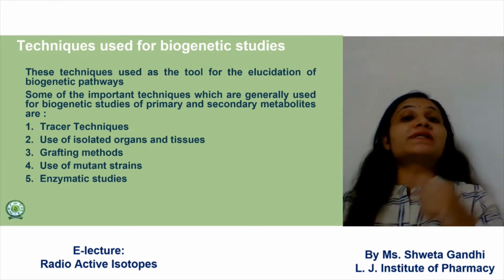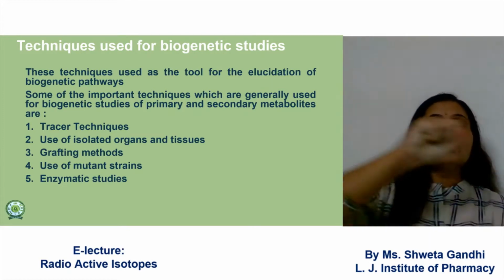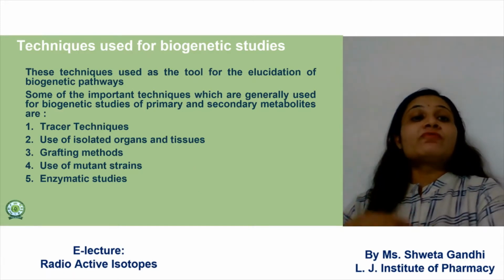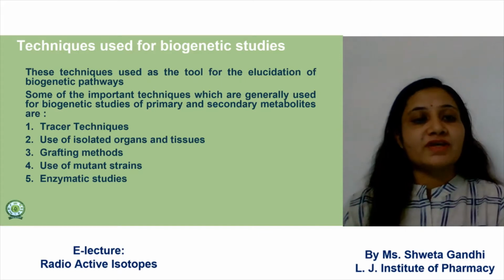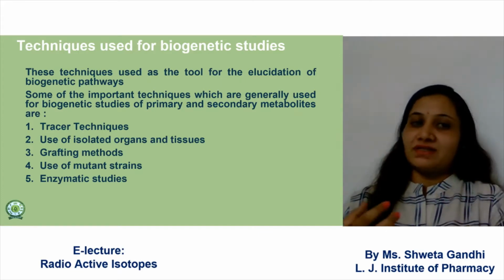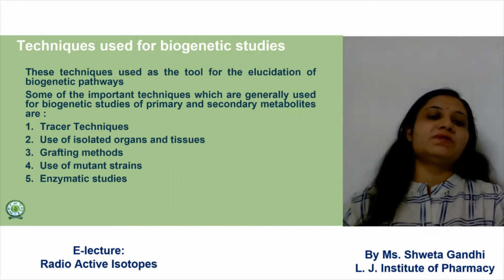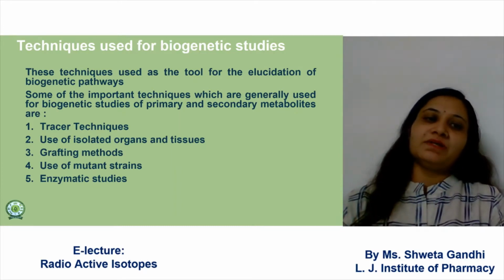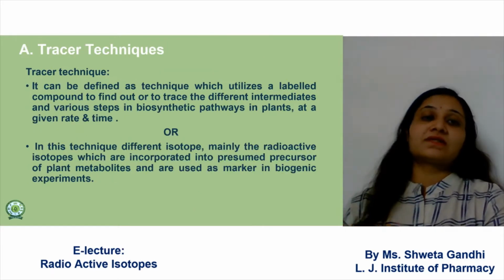Now come to the techniques which are used as a tool, meaning these techniques are used as a process or tool for the elucidation, for finding the biogenetic pathways. The methods are: tracer techniques can be used, use of isolated organs and tissues can be used, the grafting method can be used, mutant strains can be used, and enzymatic studies can be used.